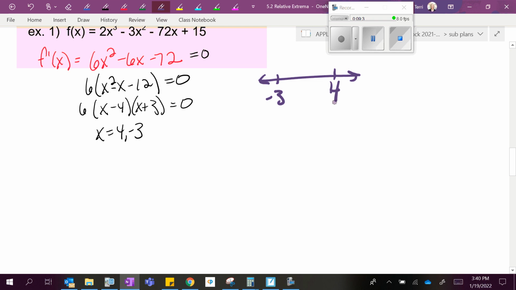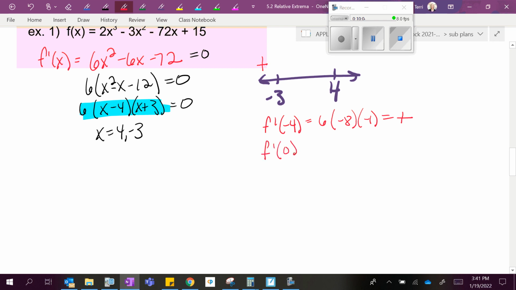So now we need to test these intervals, just like we did on our homework. For the first interval, let's choose -4. I'm going to plug it into my factored form here. So I'm going to get 6 times -8 times -1. If I multiplied all those together, I would get a positive number, so it's increasing on that interval.